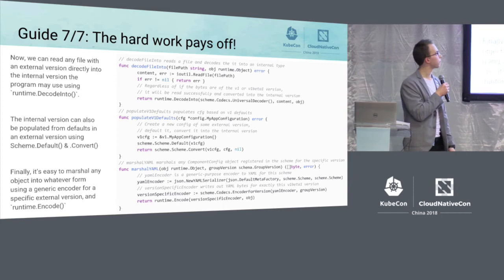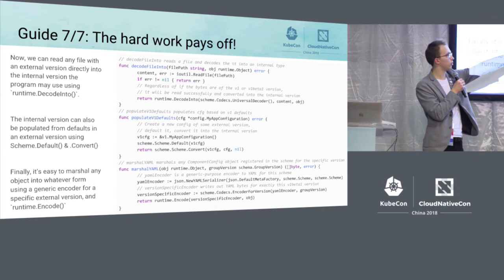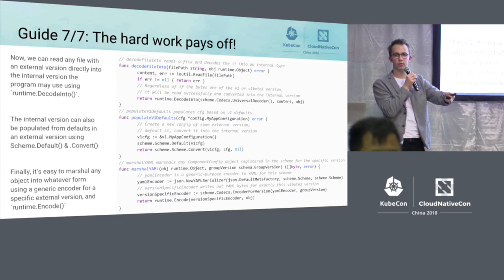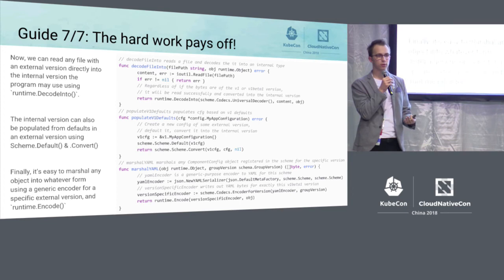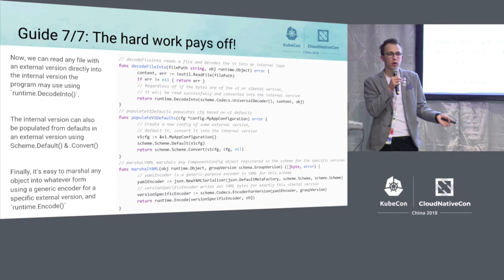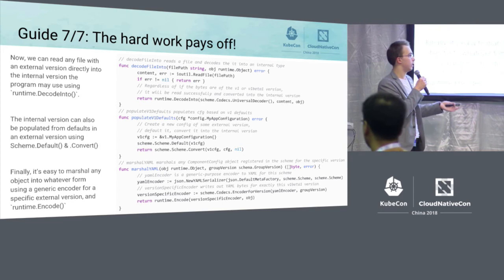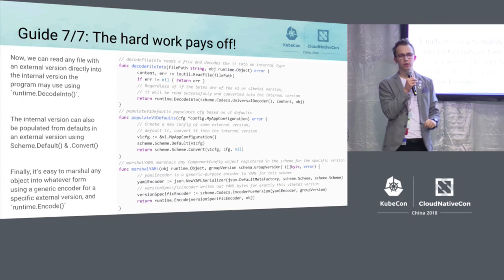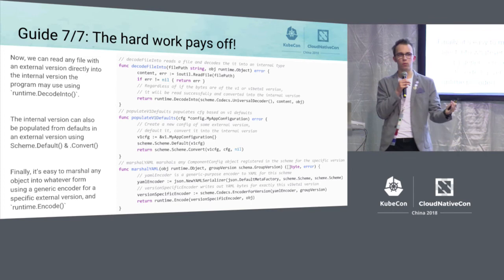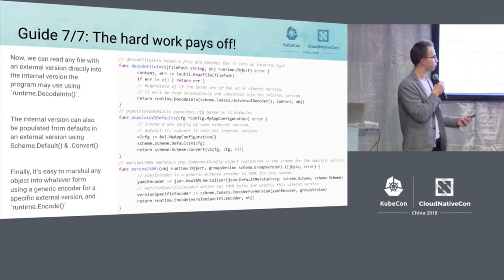If we want to populate defaults, we create the object and we call scheme default. Or if we want to convert between objects, between versions, we just call scheme convert. And if we want to marshal this again to bytes, then we just create some kind of serializer. YAML and JSON are made by default, but we can do whatever. If I want some other kind of format, I can create my own serializer. What's important is that we create a version-specific serializer. So we say that I want to output bytes again with v1 structure, or with v2 structure, and then just call runtime encode.